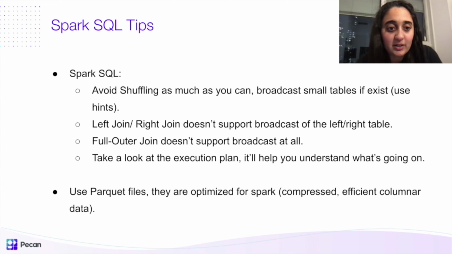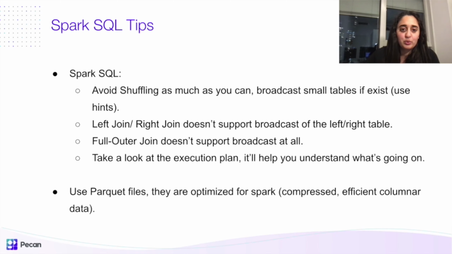Some more technical tips are, we already talked about the first one, in case of inner join between a big table and a small table, use broadcast join and avoid shuffling. In case of right join and left join, be aware that broadcasting the right or left table is not supported. Full outer join doesn't support broadcast at all. And basically the best thing is to always look at the execution plan, not only for queries, also for your Spark job, and make sure what's going on behind the scenes and how you can improve it.